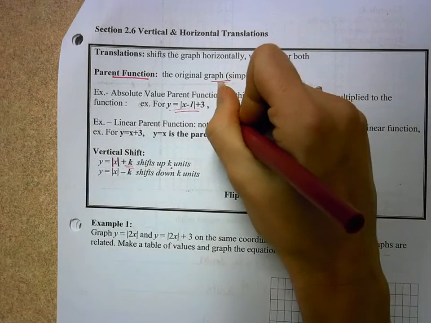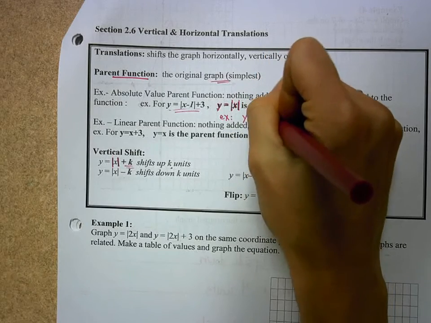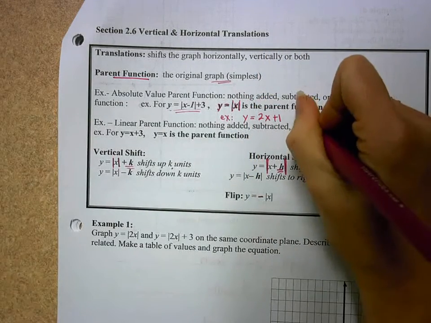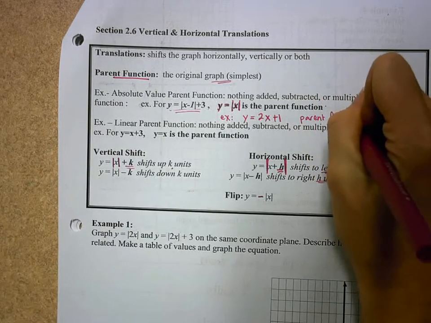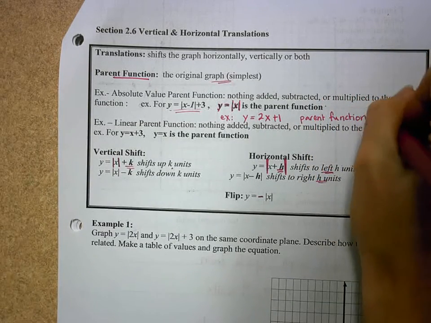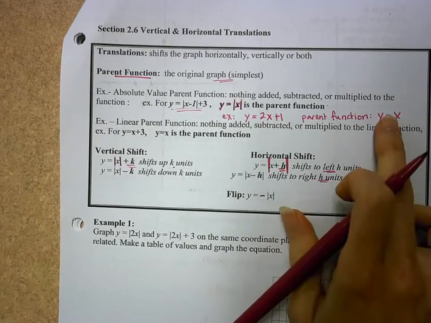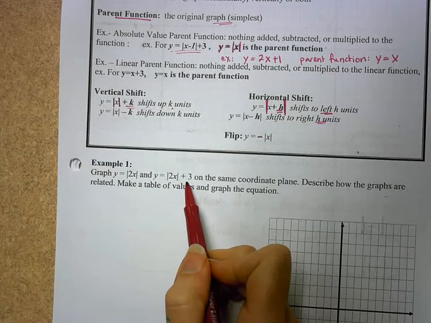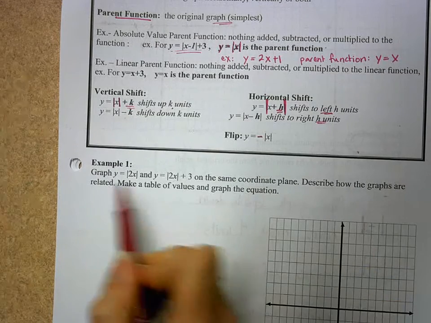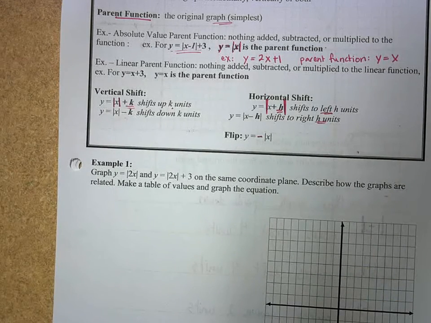If I looked at a linear function, here's another example. If I had y equals 2x plus 1, the parent function for that would just be y equals x. And we'll have more practice with that on the next page. But let's try example 1. It says graph this function and graph the next function on the same coordinate plane. Describe how the graphs are related. Make a table of values and graph the equation.